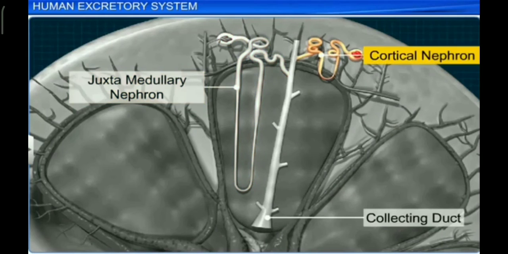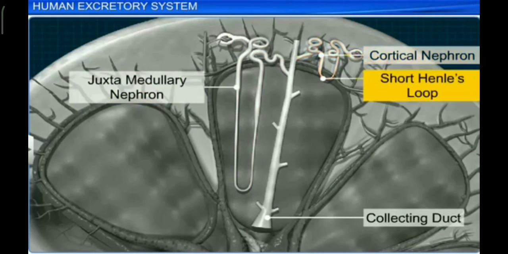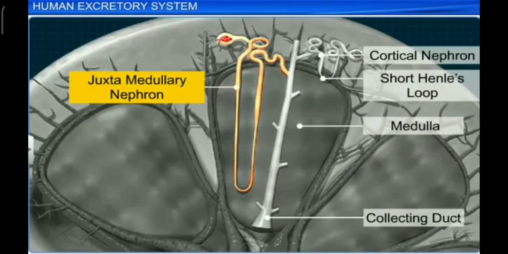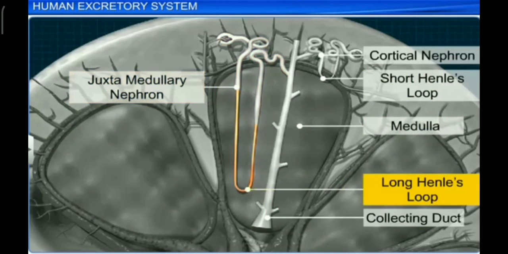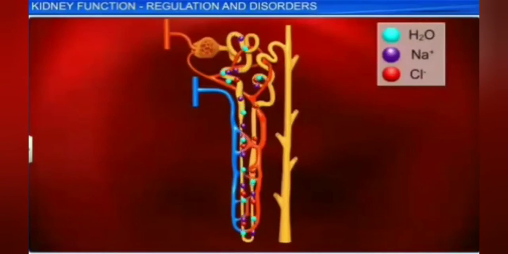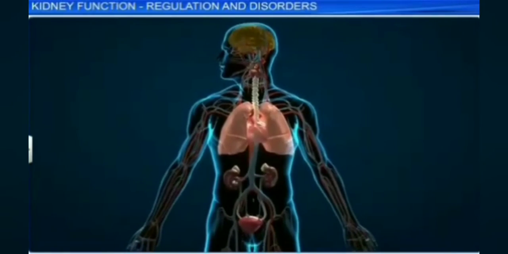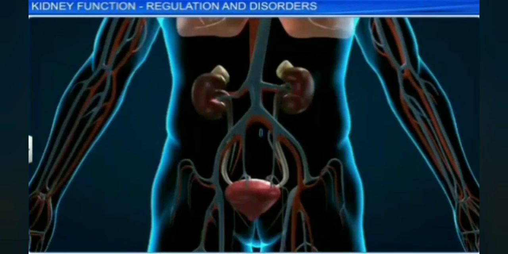Cortical nephrons have a shorter loop of Henle which extends very little into the medulla. Most of the nephrons are cortical nephrons. Few nephrons have a longer loop of Henle that runs deep into the medulla. These are called juxtamedullary nephrons. Nephrons are richly supplied with blood. About one-fourth of cardiac output is supplied to the kidney.